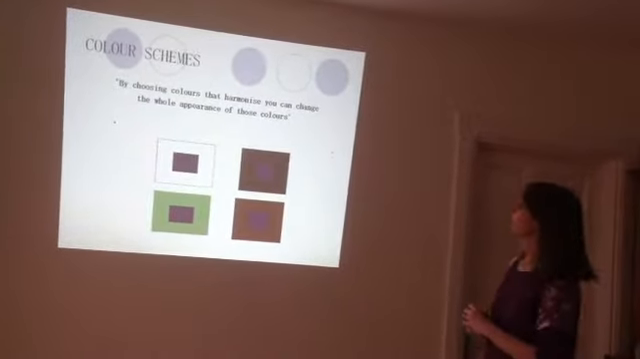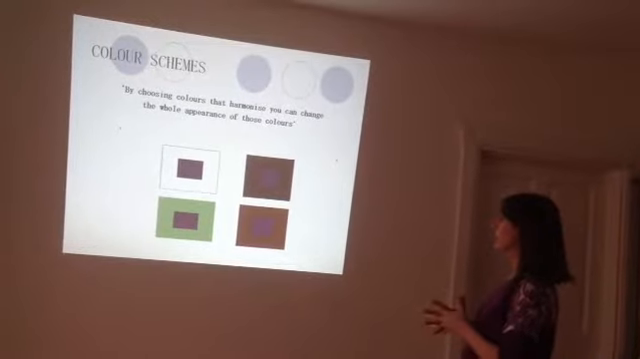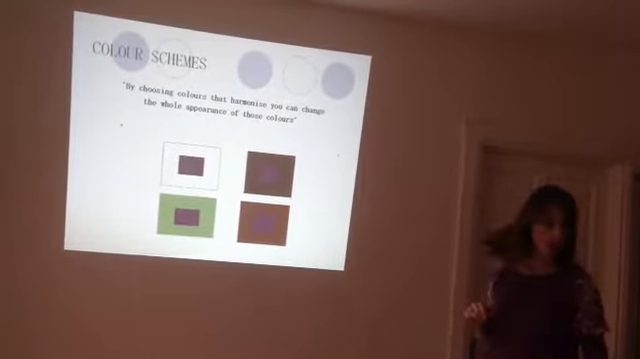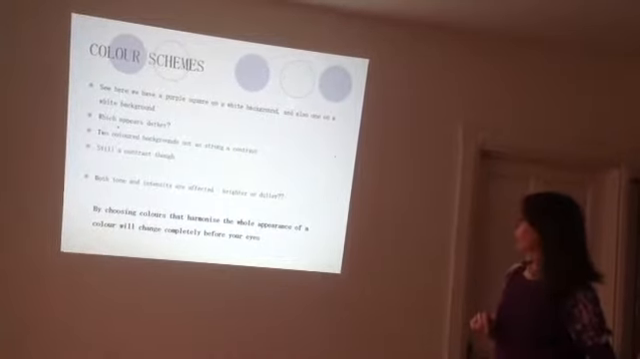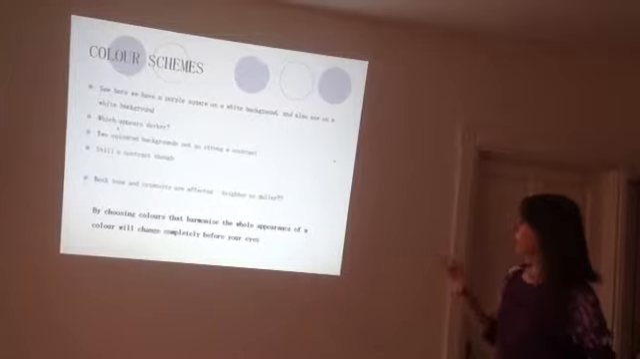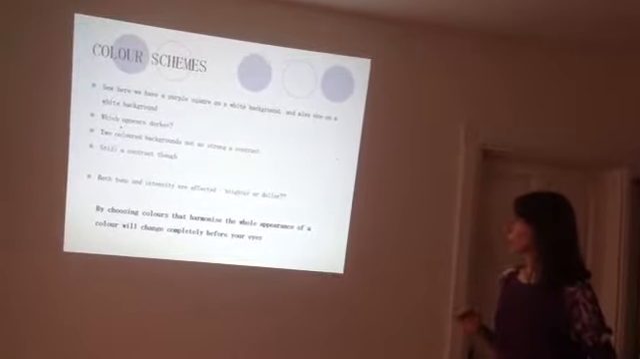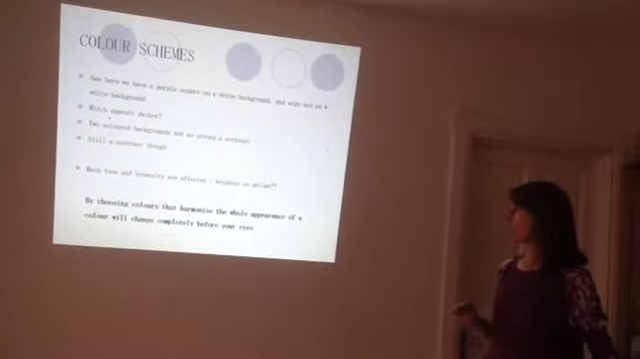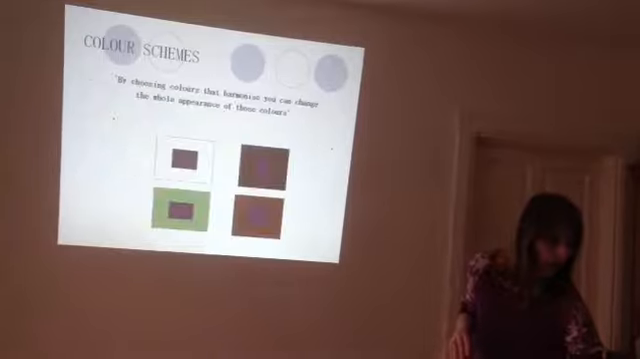So here again, by choosing colours that harmonise, you can change the whole appearance of these colours. I'm just going to move this on one so you can see. Here we've got a purple square on a white background, and also one on a black background, which would appear darker. The two coloured backgrounds will not be as strong a contrast. There's still a high contrast though, but they wouldn't be strong.